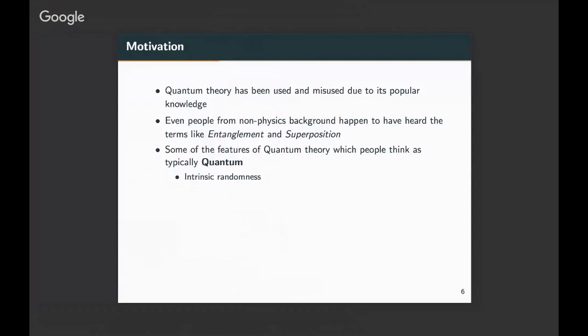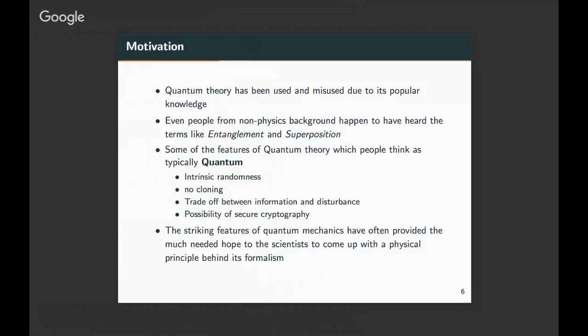You can generate random numbers using quantum theory. There is the no cloning principle. There is a trade-off between information and disturbance. There is the possibility of secure cryptography. And these are some of the features which the common public thinks of as typically quantum.